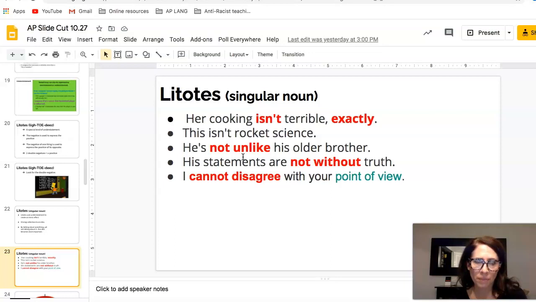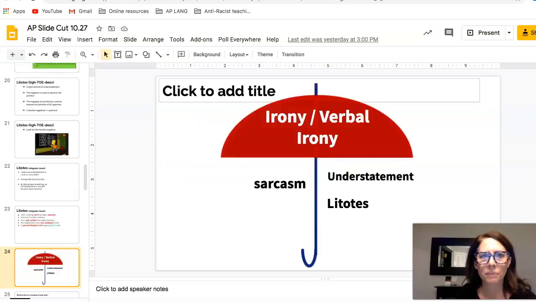I cannot disagree with your point of view, or I cannot disagree more with your point of view. What is the difference between I cannot disagree more with your point of view versus I agree with your point of view? There is a clear difference, and for sure it's more specific. It grabs your attention more, but it also makes me feel like I'm convinced a little bit more when I use litotes. Yeah, you sound like an authority sometimes when you use litotes.